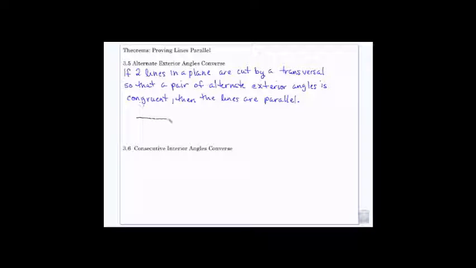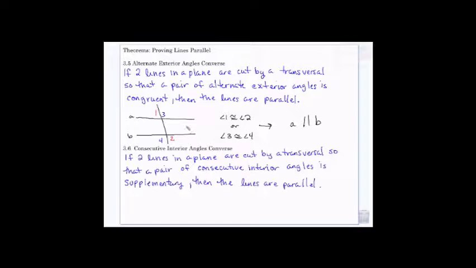So if I have two lines that exist and then I cut a transversal and then I look at these angles here, or these angles here, and I get that angle 1 is congruent to angle 2, or angle 3 is congruent to angle 4, that would mean that lines A and B are parallel. Okay. Sort of the same idea.